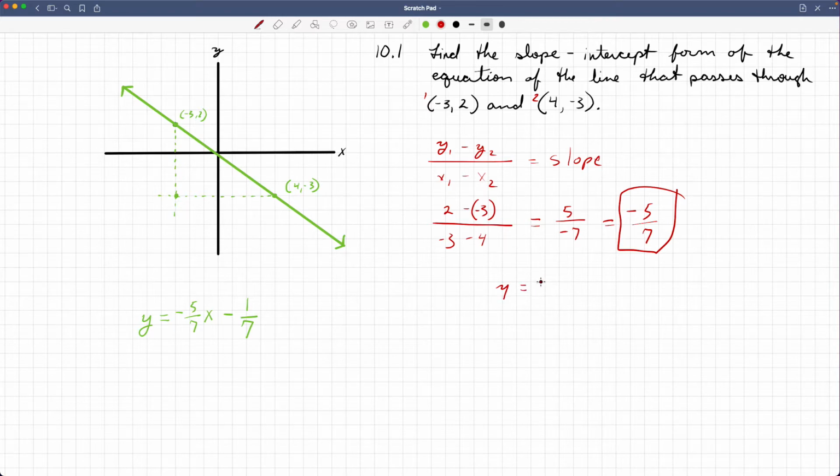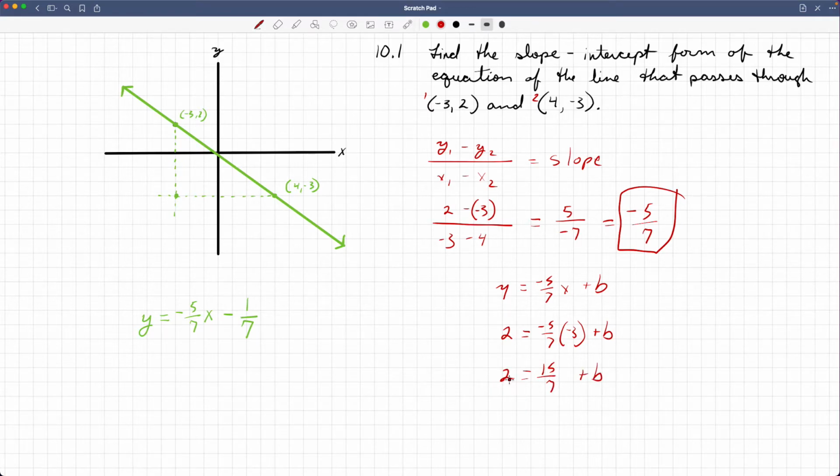Now we're at the same place we were before. y is equal to negative 5 over 7 x plus b. We would do the same thing, and we would sub in a point. Last time we subbed in this point. This time let's sub in this point and see if we get the same answer. So that'd be 2 is equal to negative 5 over 7 times negative 3 plus b. 2 is equal to 15 over 7 plus b.